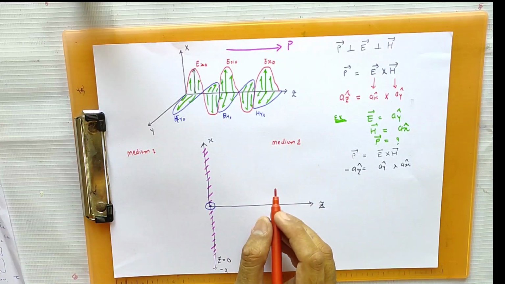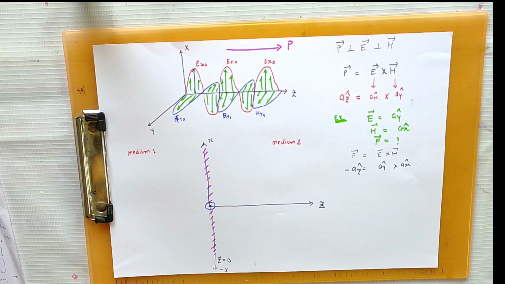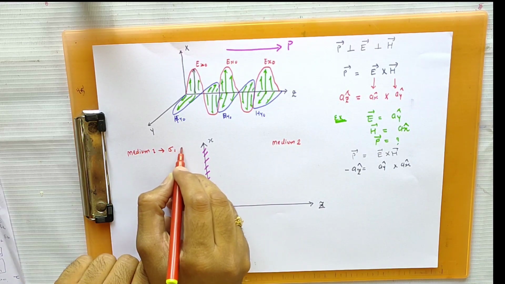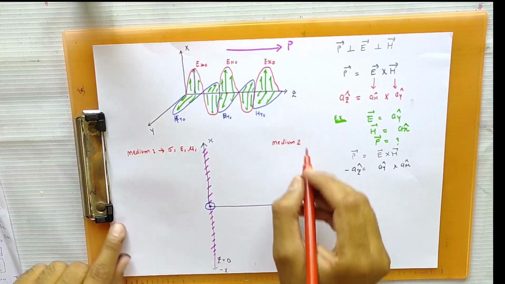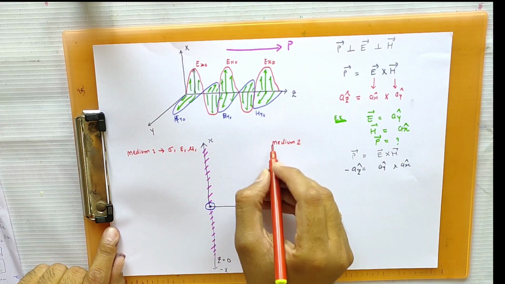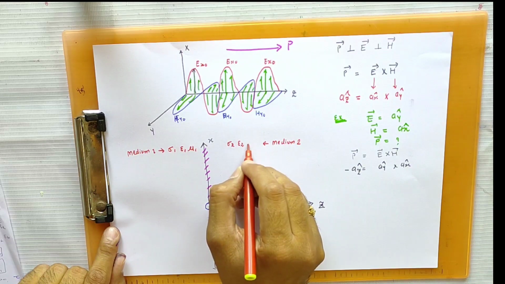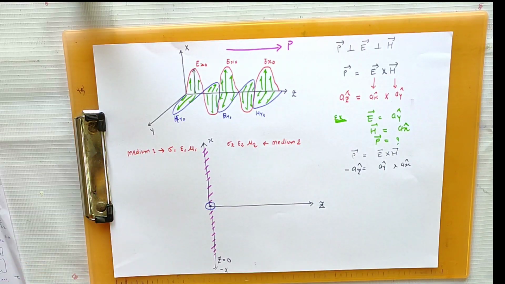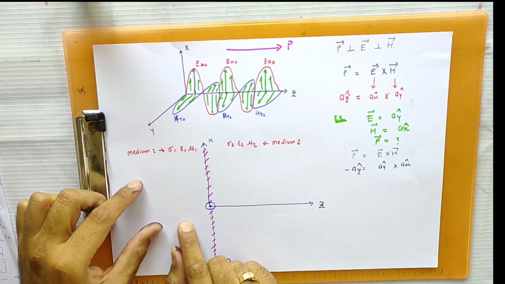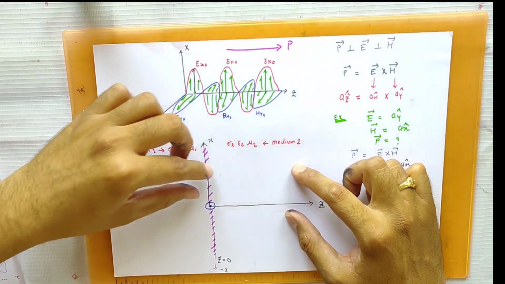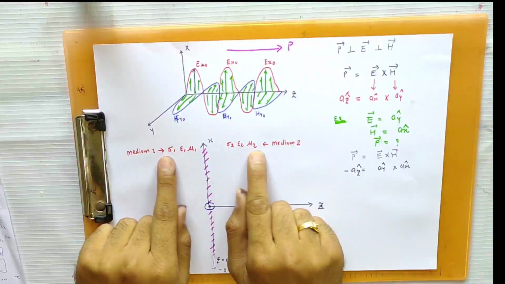Each and every medium has a total of three properties. Which are the three properties? Conductivity, permittivity and permeability. So medium 1 has conductivity, permittivity and permeability. Similarly, medium 2 has conductivity, permittivity and permeability. Now, how much of the electromagnetic wave is transmitted into the second medium and how much is reflected back? It depends on this material property.